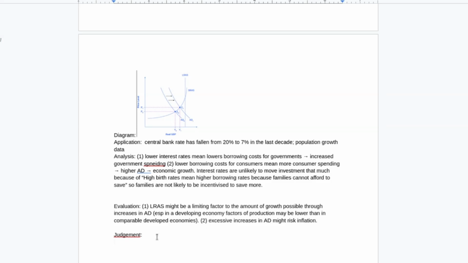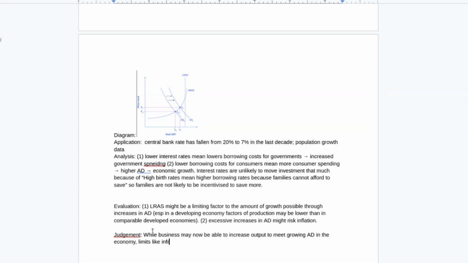In terms of judgment, then I'm going to try and bring all these ideas together and say basically, Kenya should experience a pretty high level of growth because at the same time they have an increased ability of businesses to meet demand and increasing demand in the economy. So if you have lower interest rates, businesses are able to expand more easily and meet demand. And then, of course, you also have the increases in demand that we just talked about.